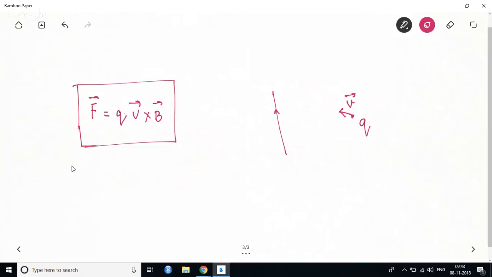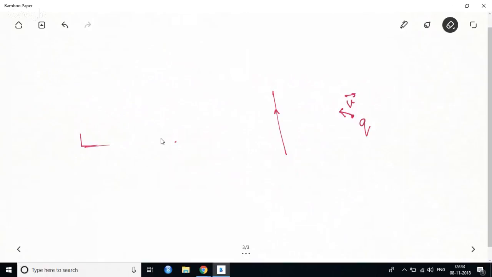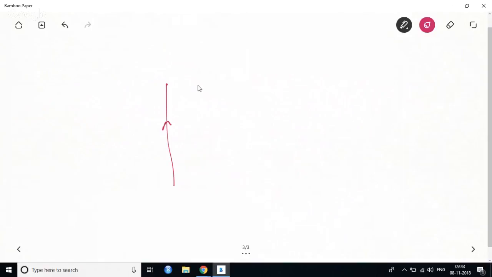Next, I told you that whenever an external magnetic field is there, suppose I have a current carrying conductor. I'm giving it a heading. The heading is magnetic force on a current carrying wire.